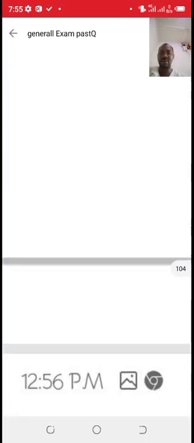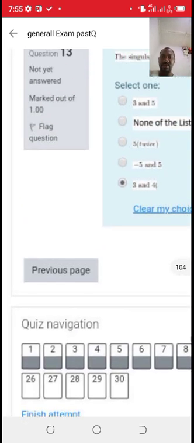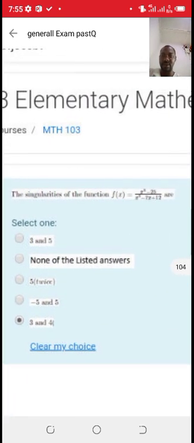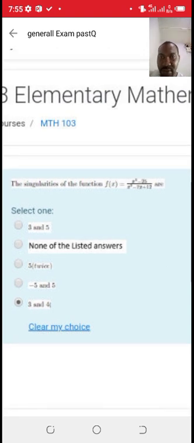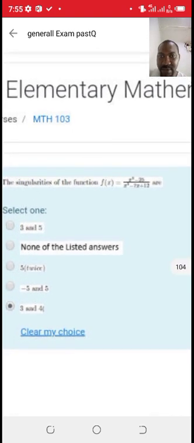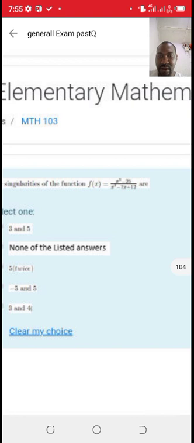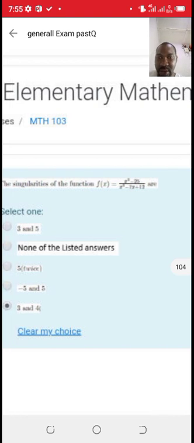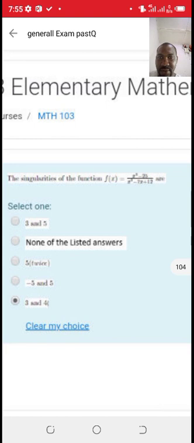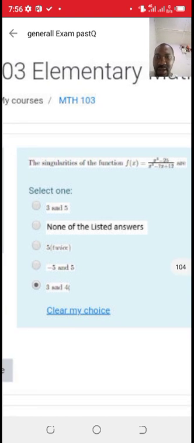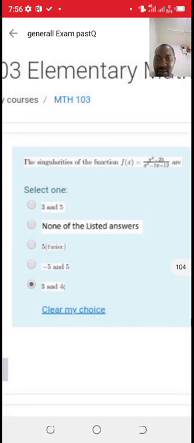Now we go to the next question. The next question says we should find the singularities of a function. I think we've done something like this before. To find the singularity of a function, solve the denominator. Equate the denominator to 0, then solve it. So that is going to give us x squared minus 7x plus 12. The answer will be E. That means 3 and 4.